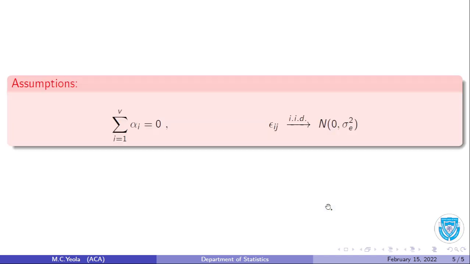We make these two assumptions: the summation of alpha i, i from 1 to V, equals 0, and the epsilon ij's are IID normal with mean 0 and variance sigma square. By using these assumptions we estimate the different sums here.